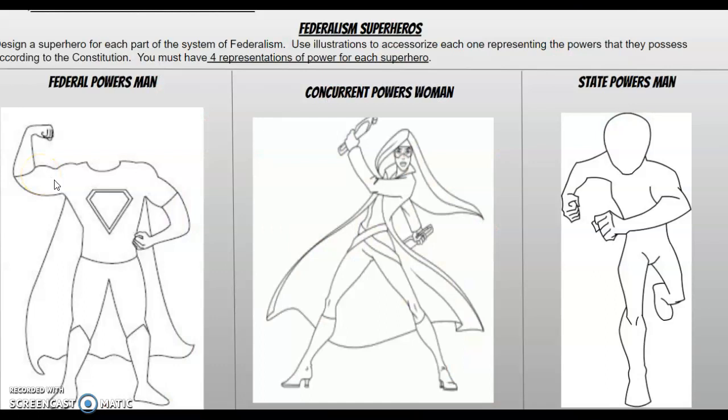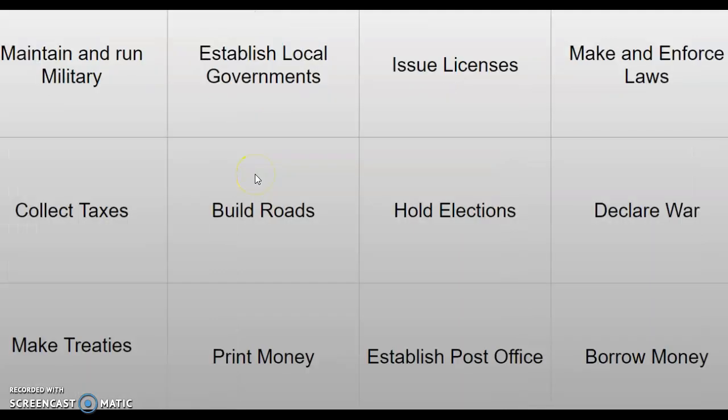Not many of the classes got very far. You'll get one of these sheets where you will accessorize each one of these to show the powers that each part of the government has under federalism: federal, state, and concurrent powers. And you will have 3 representations of each power for each superhero. So we're going to change that 4 to a 3. And these are some of the superhero powers.